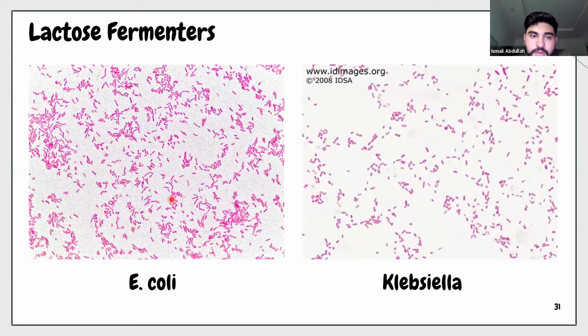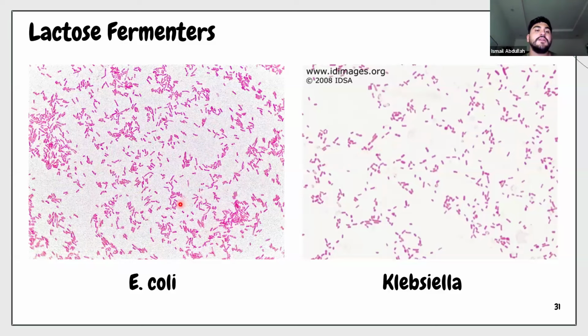First of all, this is gram-negative because it's pink. This is number one. Number two is that look at E. coli. It looks slightly smaller than Klebsiella. Why? Because E. coli have no capsule, while Klebsiella does. So this explains why Klebsiella is going to look just a bit thicker than E. coli.